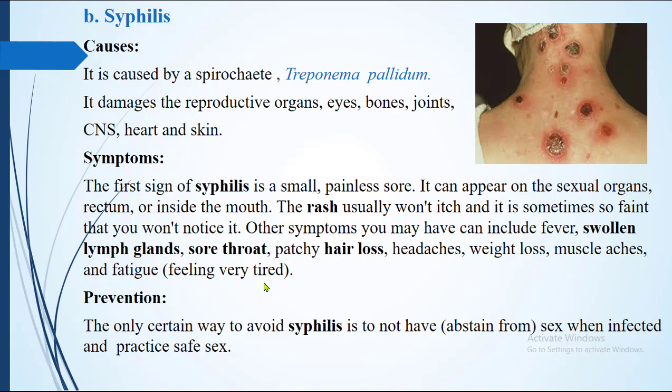So again, the prevention for this is that the only certain way to avoid syphilis is to not have sex, that is, abstain from sex when infected, and practice safe sex.